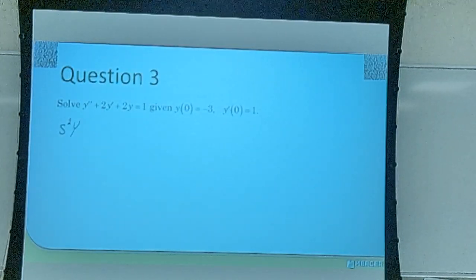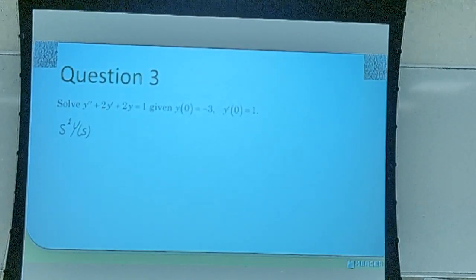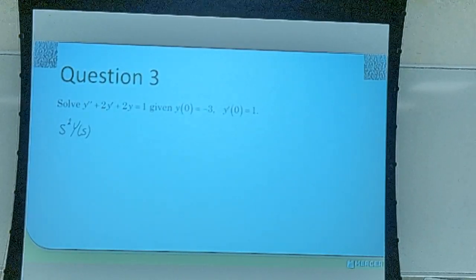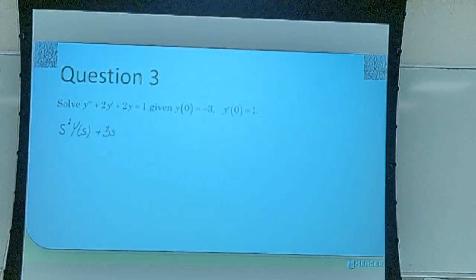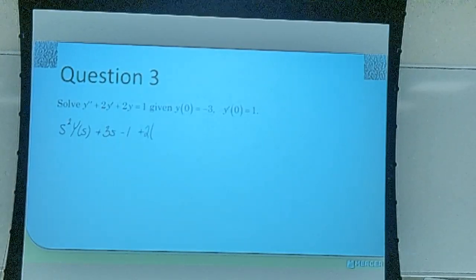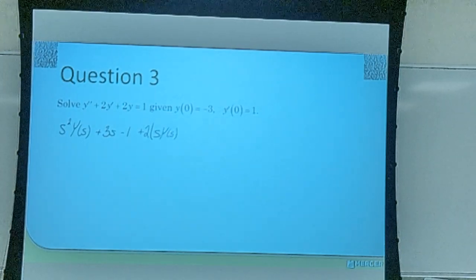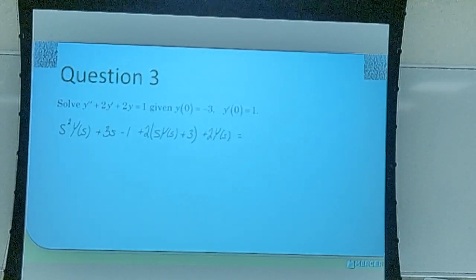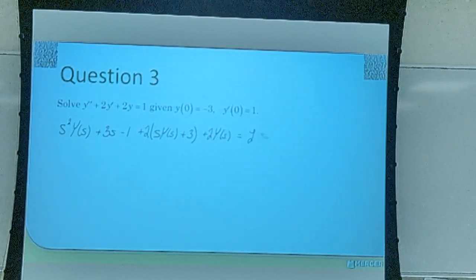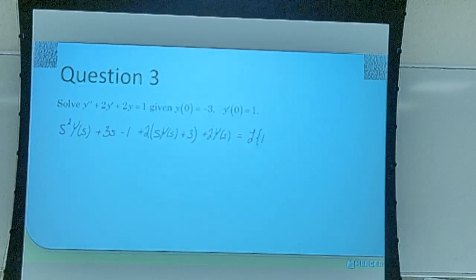And so s squared Y of s minus s y of 0 minus y prime of 0, plus 2 times s big Y of s minus y of 0, plus 2 times big Y is the Laplace transform of 1. And what is the Laplace transform of 1? Oh, at this point, yeah, well, I'm going to do this as well.